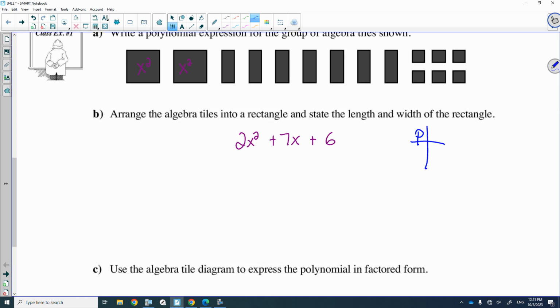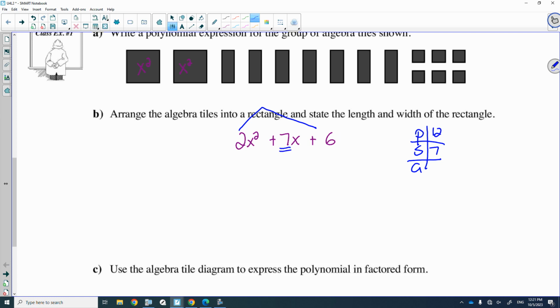So you set up your chart the exact same, product sum answer. Your product starts the exact same. It's always this first term times this last term. Now, in inspection questions, this is always a 1, right? So be careful with decomp questions. It's going to be a number other than a 1. So 2 times 6 is 12.